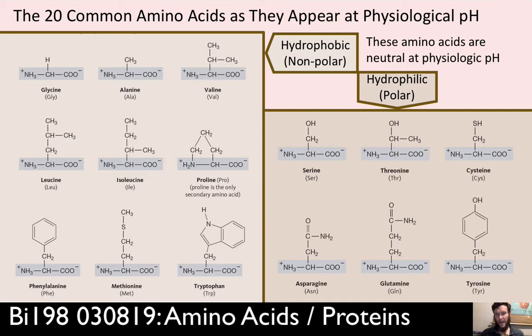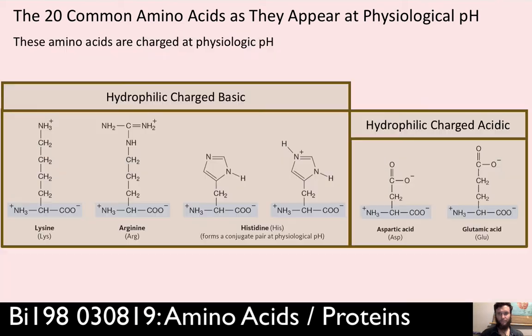Cysteine has a thiol group, which is an SH, and that's also polar. That's a polar chemical moiety or group on the side of cysteine. Then asparagine and glutamine have these nitrogen components, and tyrosine also has a hydroxyl group on it, so it's quite polar as well.